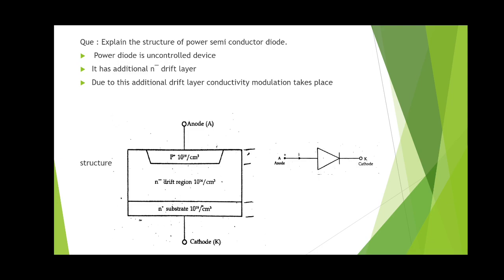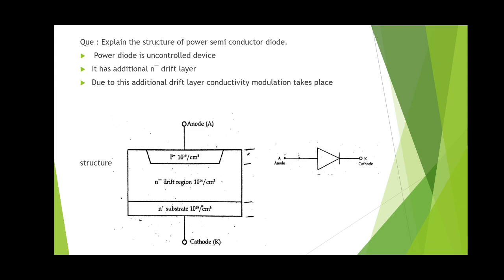So this is one of the methods to grow the junction. The doping level of this layer is 10 to the power 14 per centimeter cube. The PN junction is formed by diffusing a heavily doped P plus region. This we can clearly see in the diagram. This forms the anode of the power diode.